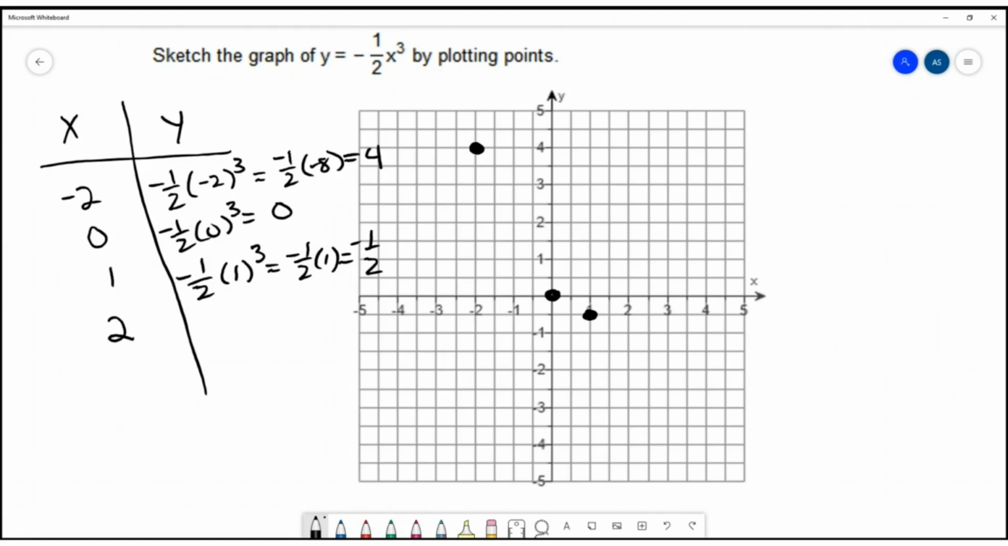And then finally we have 2. Negative 1/2 times 2 cubed. 2 cubed is 8. Times negative 1/2 would be a negative 4. Negative times positive is a negative, and half of 8 is 4. So we have 2, negative 4, which is right here. And I'll connect these points to get the graph of y equals negative 1/2 x cubed.